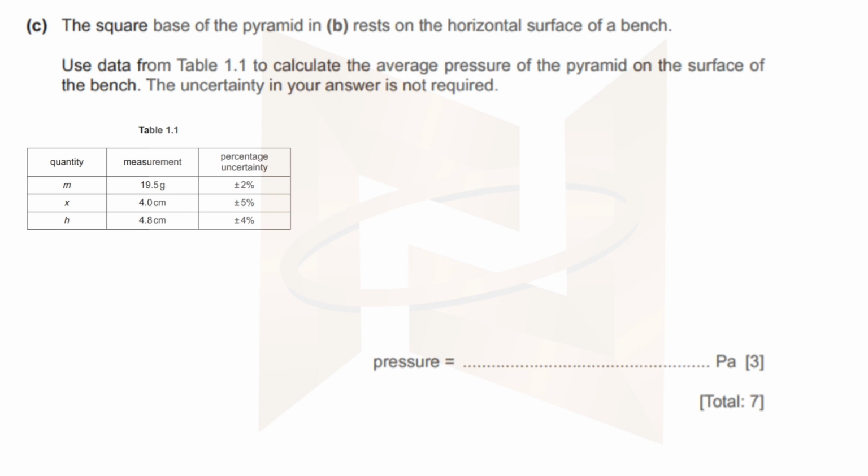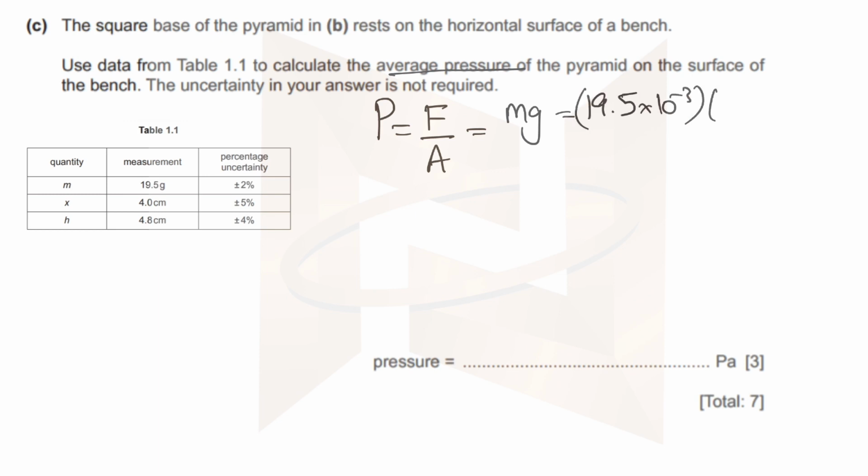And the last part is pretty simple. They're asking you to calculate the average pressure. Pressure is given by force over area. So force is mg, which is the weight. That is 19.5 grams. Convert the grams to kgs and do not forget to convert that into newtons. Divided by the area. Now, it had a square base, right? And the length of one side was x.